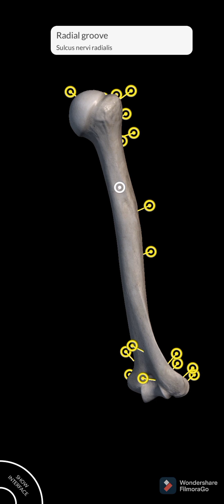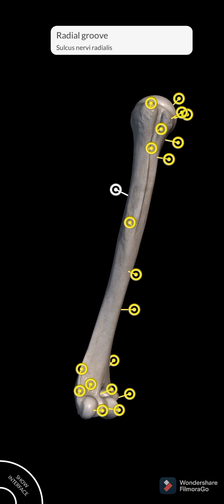The body or shaft of the humerus consists of two surfaces. One is the anterolateral surface that covers the anterior and lateral borders of the humerus. The other one is the anteromedial surface, which covers the anterior and medial borders of the humerus.